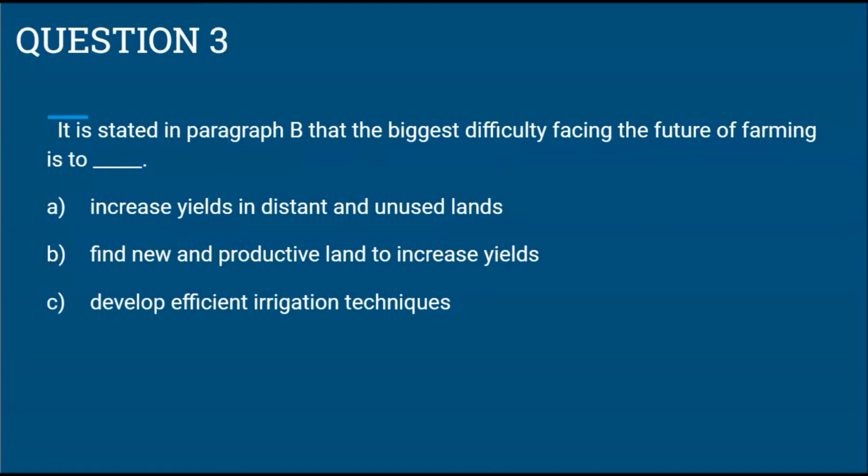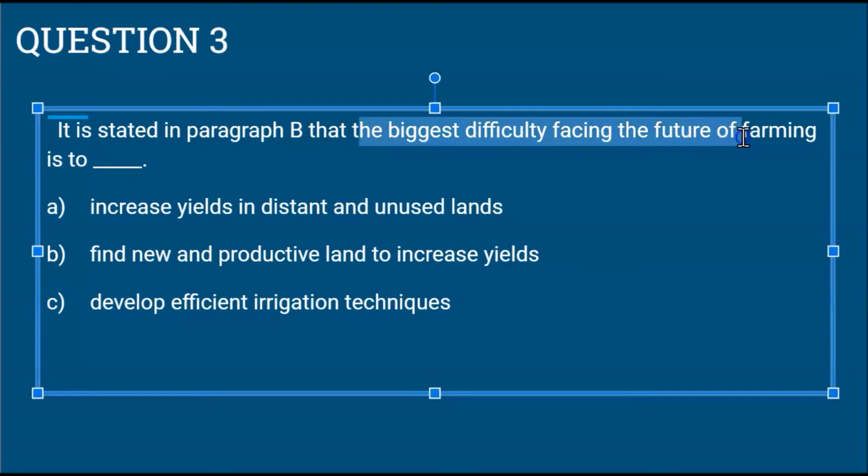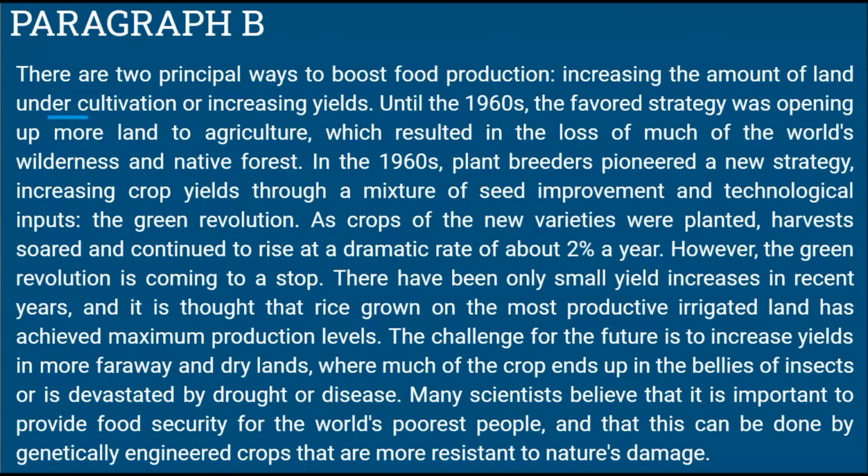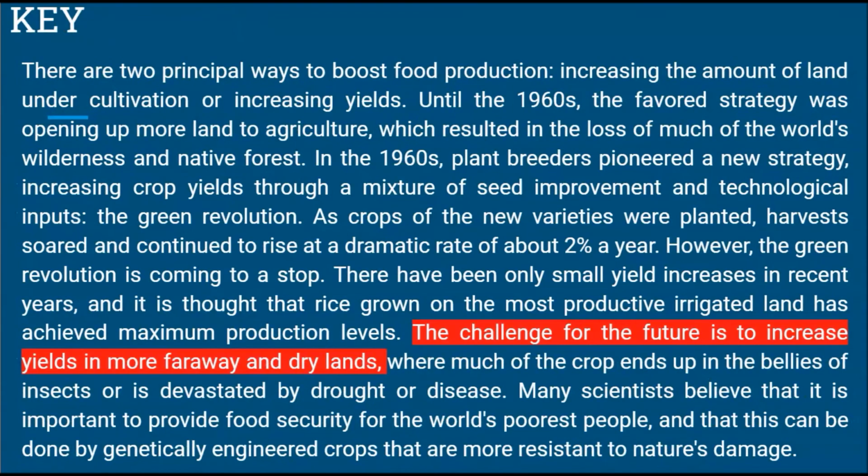In question 3, we are asked about the biggest difficulty facing the future of farming. What is that? So now you can pause the video to carefully read the choices. Now that you have read the choices, we can continue with reading paragraph B. You can now pause the video. Let's continue with the key to that question.